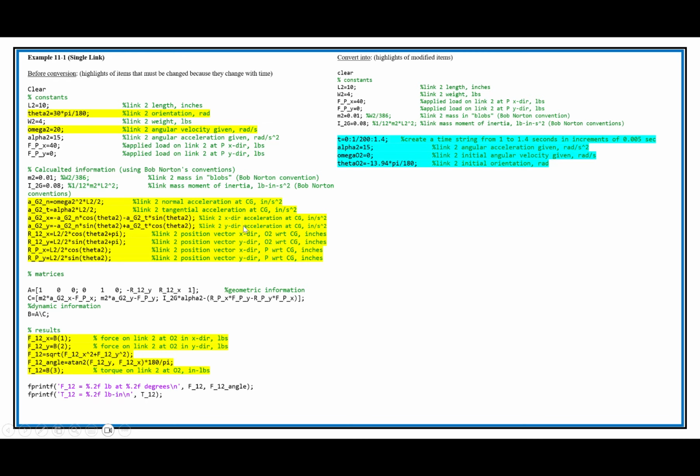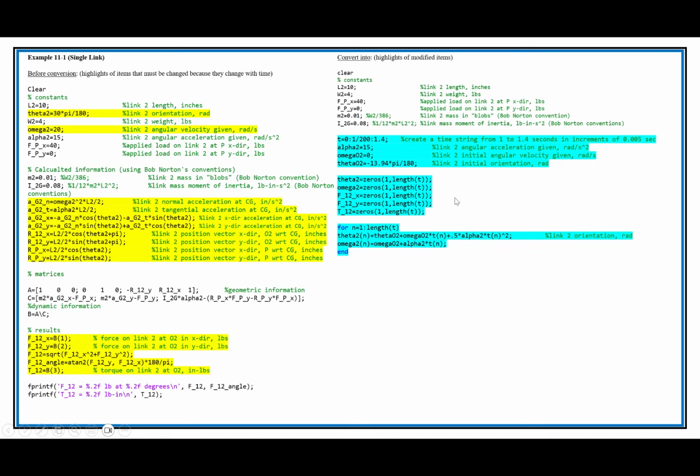All right, so here in blue is the content that changed. So now I'm taking a time and distributing it in 1/200th of a second steps. Here is the acceleration, and the initial velocity is 0. And here's the initial position. And of course, I matched this up from what I did in SolidWorks. I take a bunch of strings, make them 0 of the same length as the time. And then I build up what the theta 2 is going to be as a function of time right here.